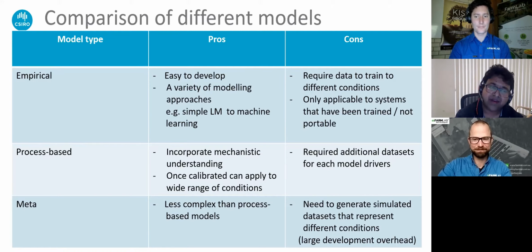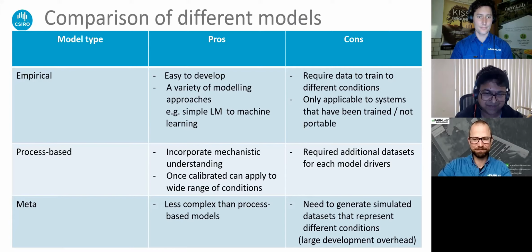Now, on the other hand, if you look at process-based models, they incorporate mechanistic understanding of these carbon flows. Once you calibrate these models, we can apply them to a wide range of conditions, as long as they are calibrated to those conditions. The disadvantage is that they require additional data sets to run, because there is a lot of complexity, with a lot of inputs, parameters, etc.